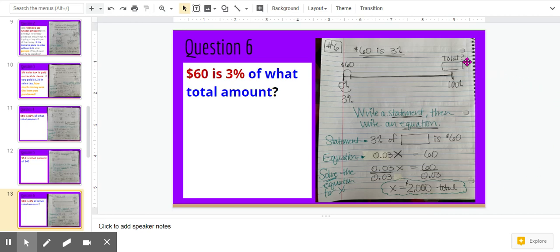I did not write it up here. I left it out for us to talk about how to set this up at the beginning. But what we just found here, 2,000, would fit right here. It is the 100% in this situation.